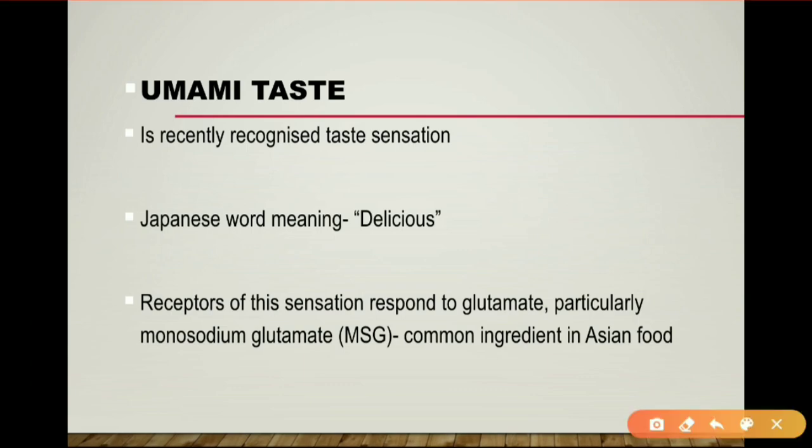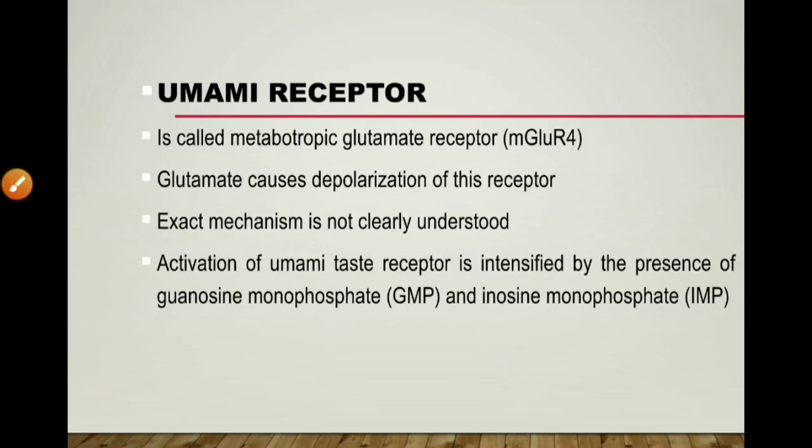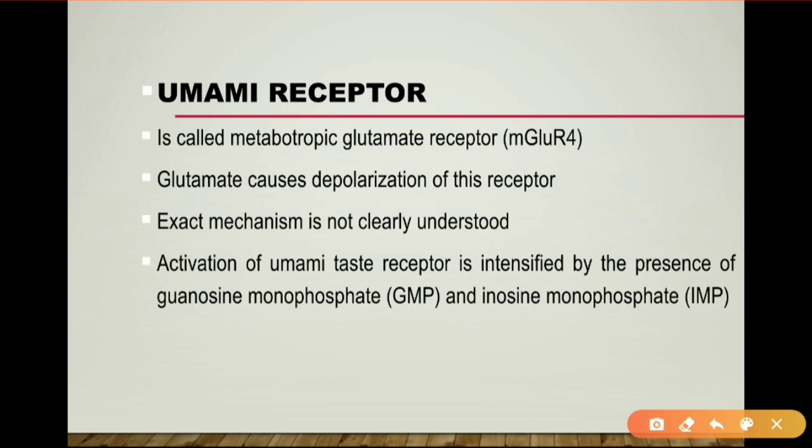Then coming to the umami taste, actually it is a recently recognized taste sensation. In Japanese, the word means delicious, and the receptors of this sensation respond to glutamate, particularly monosodium glutamate. The umami receptor is also called a metabotropic glutamate receptor, and its exact mechanism is not clearly understood, and activation of this umami taste receptor is intensified by the presence of guanosine monophosphate and inosine monophosphate.